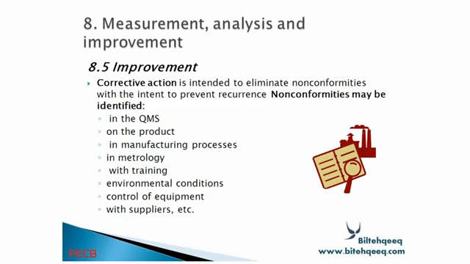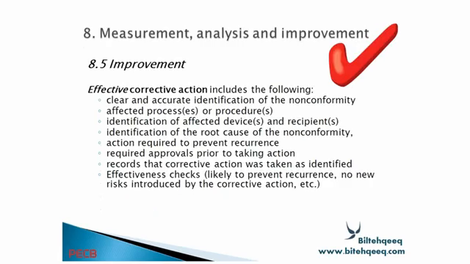Corrective action is intended to eliminate non-conformities with the intent to prevent recurrence. Non-conformities may be identified in the quality management system, on the product, in the manufacturing process, in metrology, with training, environmental conditions, control of equipment, and with suppliers. So you can take corrective action to eliminate any non-conformity. And the corrective action should be effective.